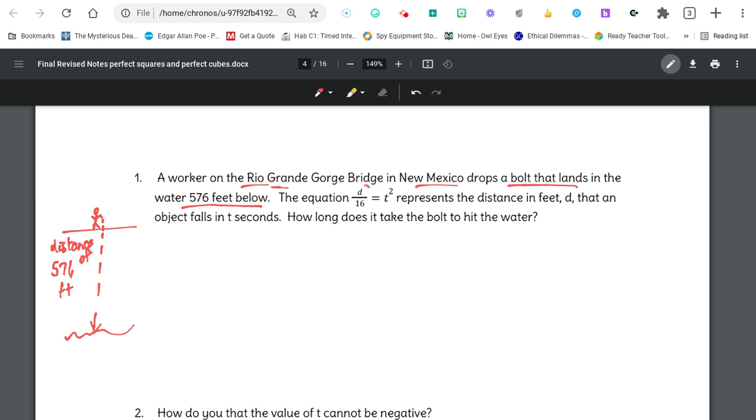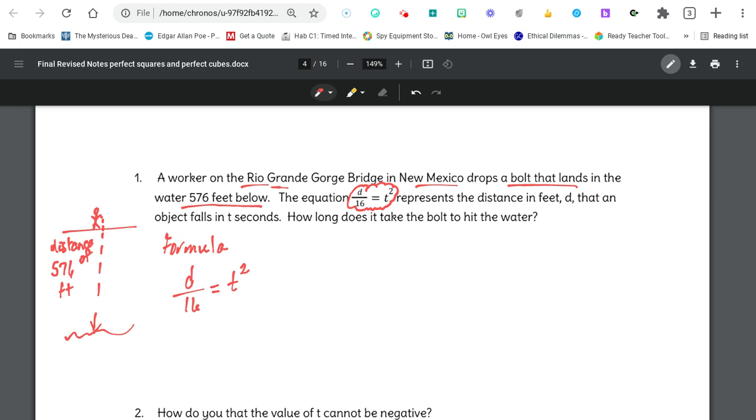The equation d divided by 16 equals t squared. Now we're going to talk about what d and t mean in just a minute. I'm going to go ahead and write that down, the equation. Instead of calling it an equation, guys, I call them formulas. But in order to understand the formula, you need to know what each variable represents.